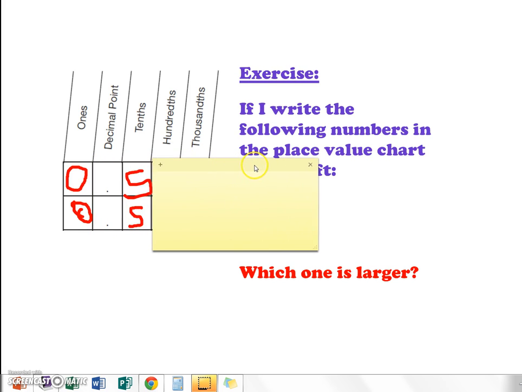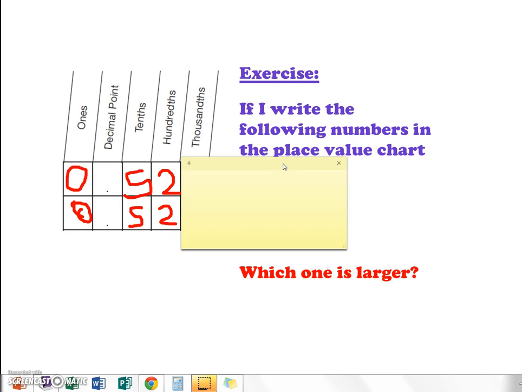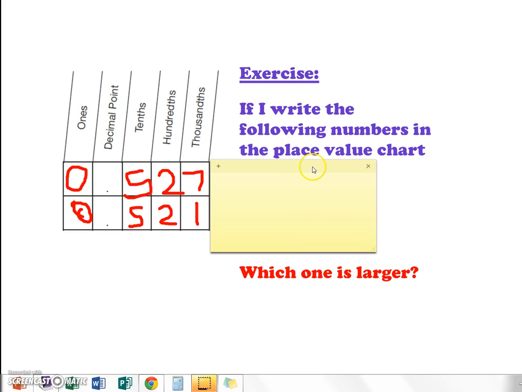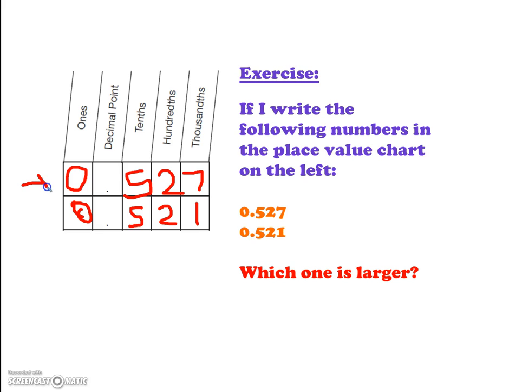So I move over to the tenths place. I have 5 in the tenths place for both numbers. I still can't tell which one is bigger. So I move to the hundredths place, and they both have a 2 in the hundredths place. So I still can't tell which one is bigger. Then I move to the thousandths place, and I can see that this one is bigger because it has a 7 in the thousandths, and this has a 1 in the thousandths. And it's as simple as that. So that's the main trick that we did today.